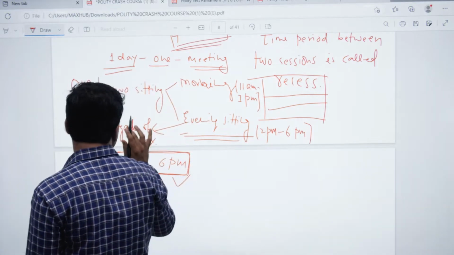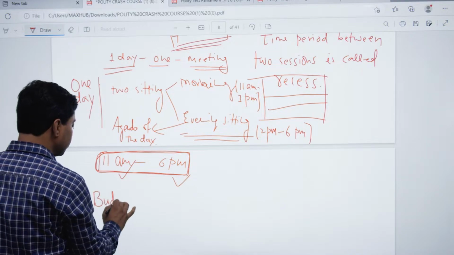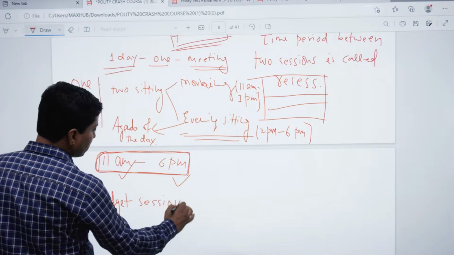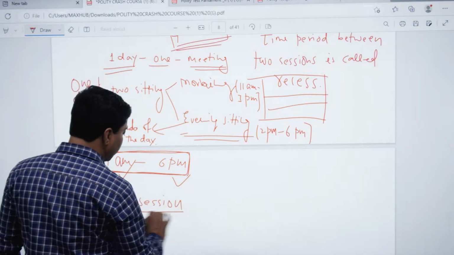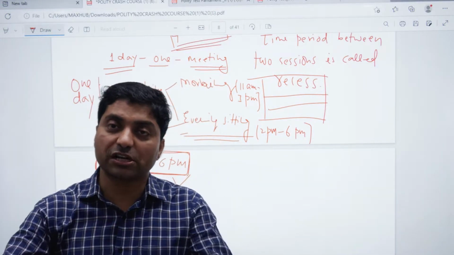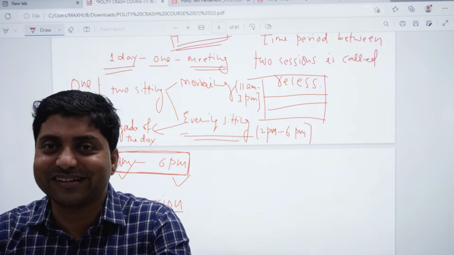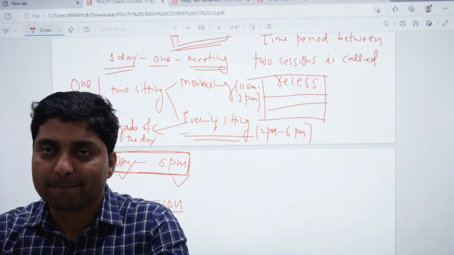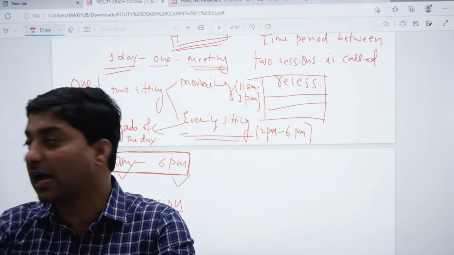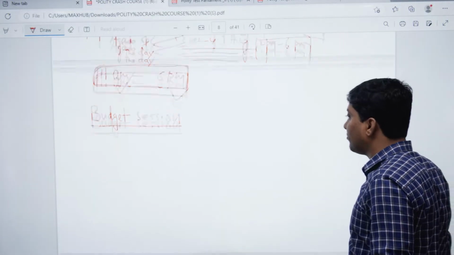Right? So you can see that a session like budget session starts with presidential address. Each year, budget session starts with presidential address. The president addresses the parliament, the house, in each financial year. And you know that the parliament starts with budget session.